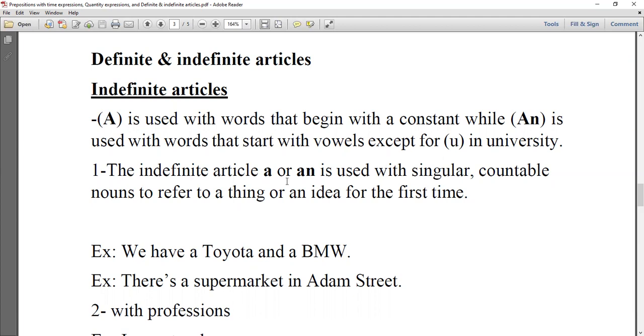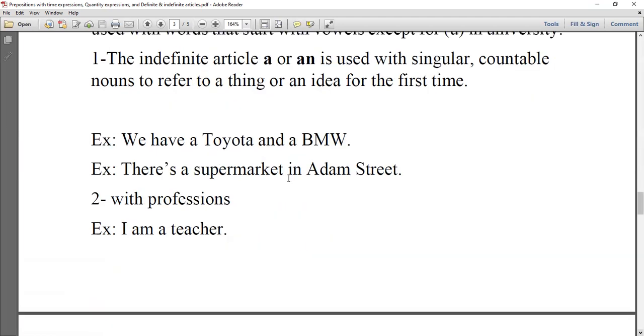The indefinite article a or an is used with singular countable nouns to refer to a thing or an idea for the first time. نستخدم أدوات التنكير a أو an مع الكلمات المفردة المعدودة لتشير إلى فكرة أو شيء يذكر لأول مرة. Okay. For example, we have a Toyota and a BMW. But if we want to mention this thing again, we will say the. Okay. There is a supermarket in Adams Street.